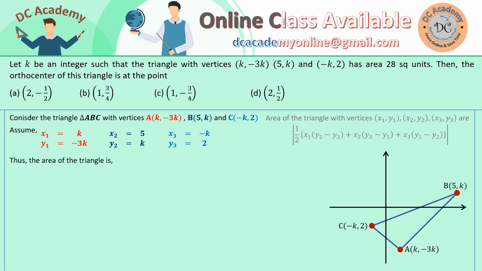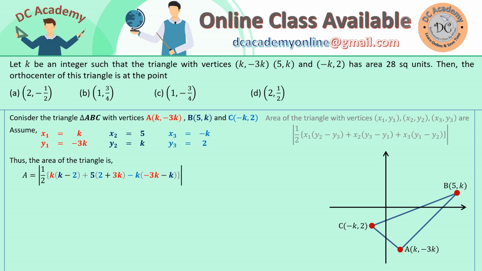Now we need to calculate the area of the triangle using the area formula. Here we just put appropriate values in the appropriate places. So the area of the triangle is equal to 1 by 2 times: x1 is k multiplied by k minus 2, then 5 times 2 plus 3k, and the x3, y3 values we put in the appropriate place. We need to perform this step very cautiously, because if we misplace the terms a little bit, then obviously we don't get the final result correctly. So always do that very cautiously.